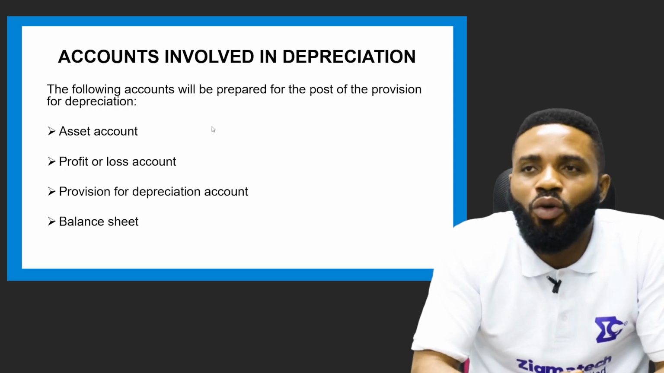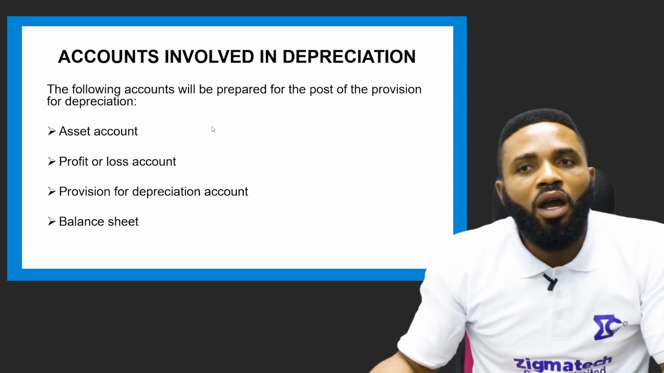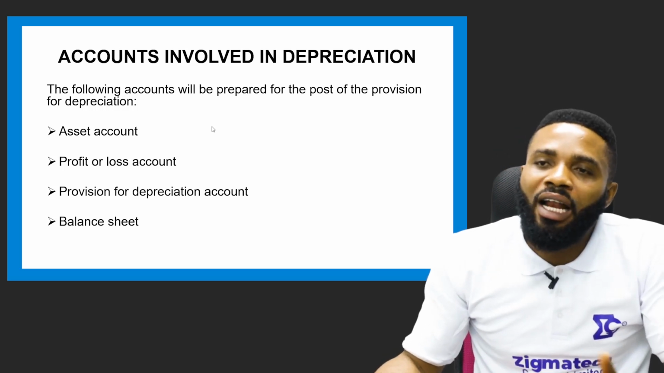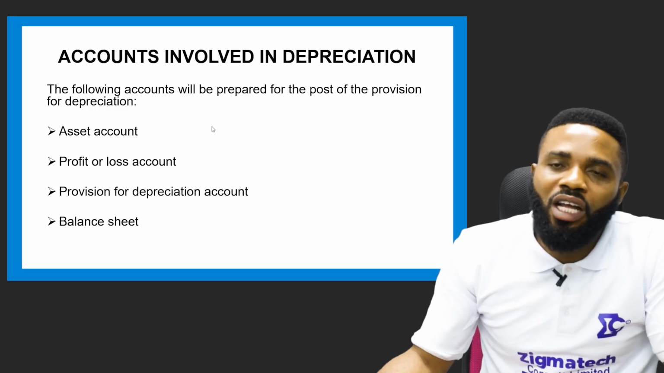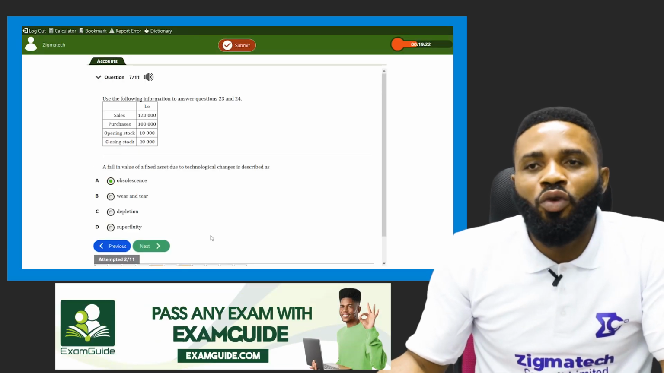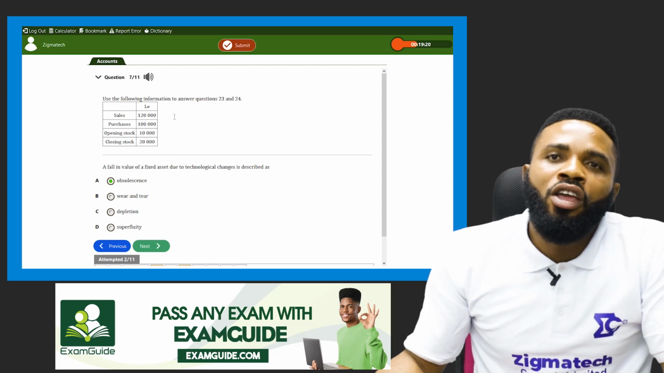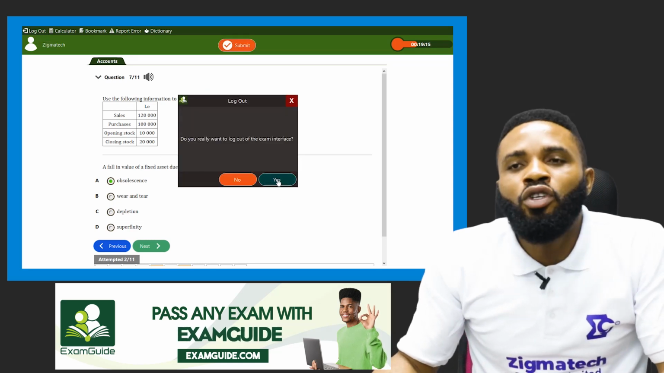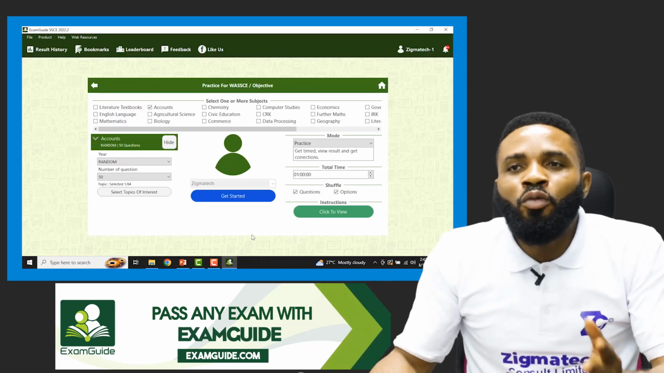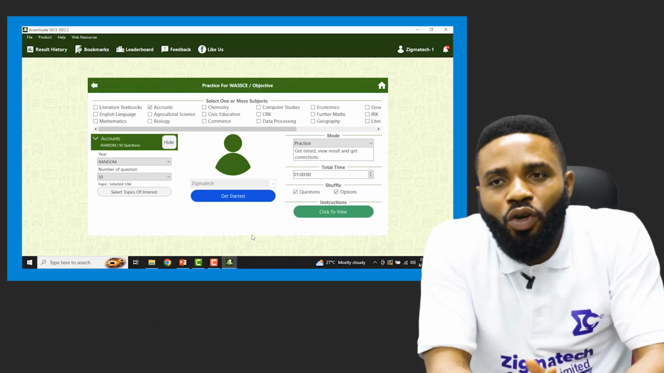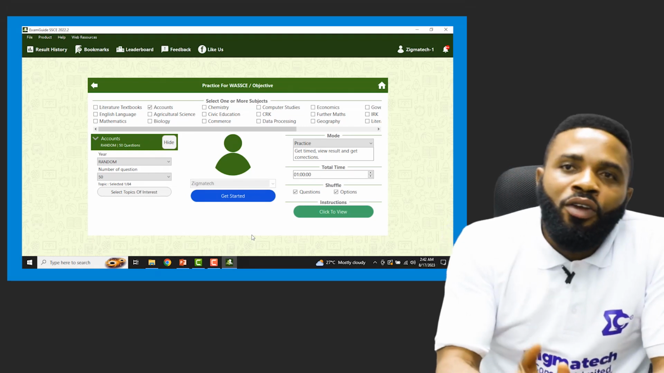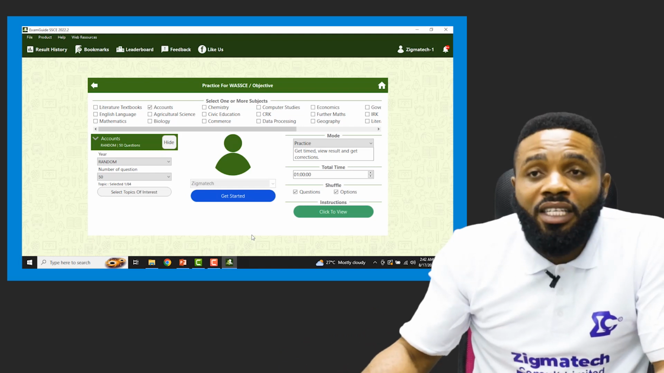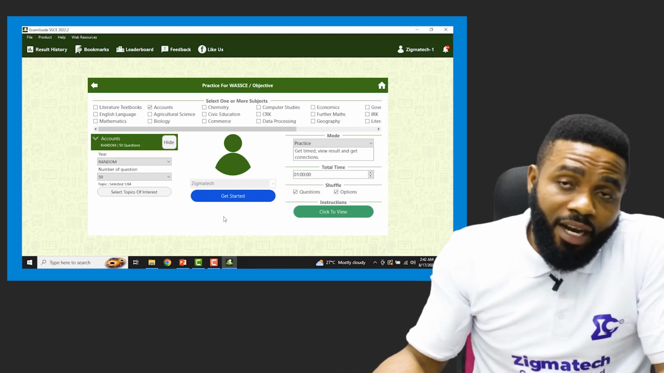Very quickly, we want to go into our exam guide to see if we can attend to one or two questions that will further explain what we have done so far. If you go to our exam guide and click on it, you see what is showing on the screen. You see the various subjects there. Our subject is financial accounting.